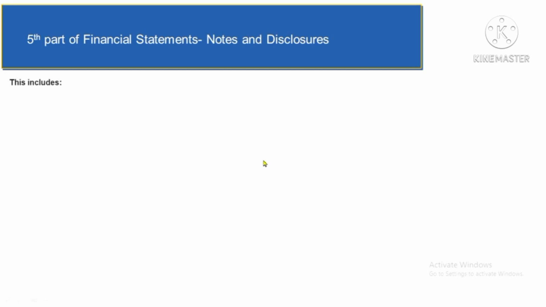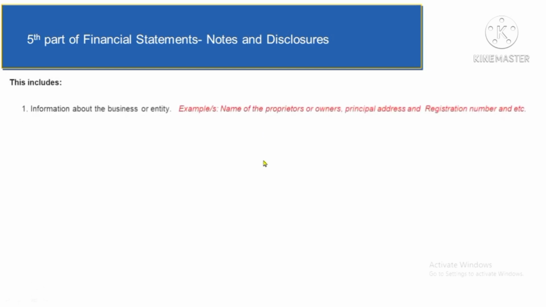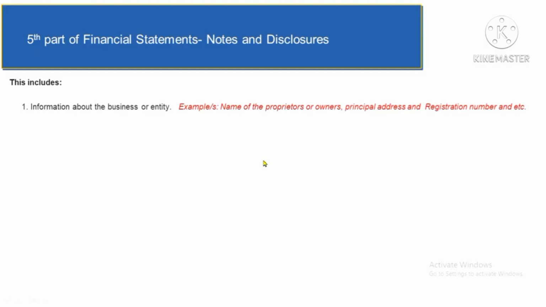Because this includes a lot of things, like for example, information about the entity, like who are the owners of the business, or the principal location of the business, or the registration numbers of the business issued by many government regulatory bodies, and the details about their permits and licenses. It can also include a brief history of the business. Why? Because actually guys, these details of information are very important to know if the business or the entity is legit and existing. So it also contains the different accounting policies used by the business.